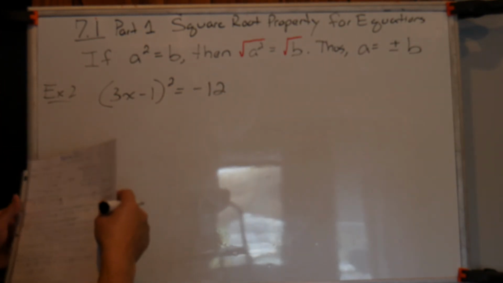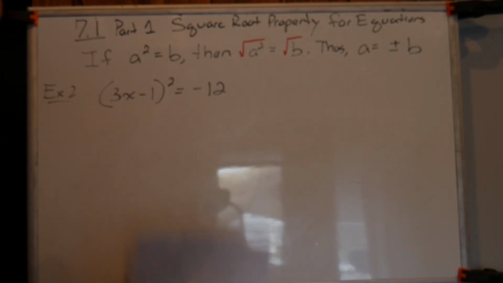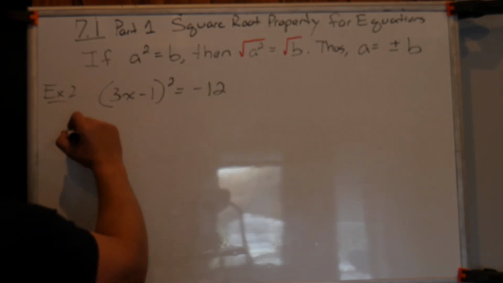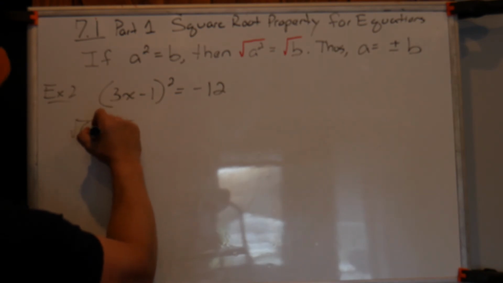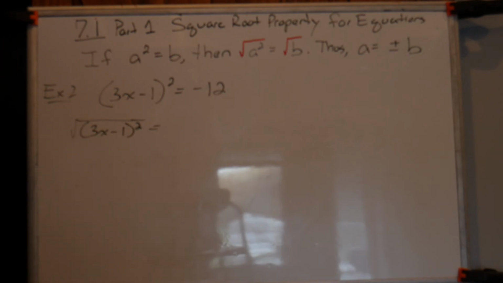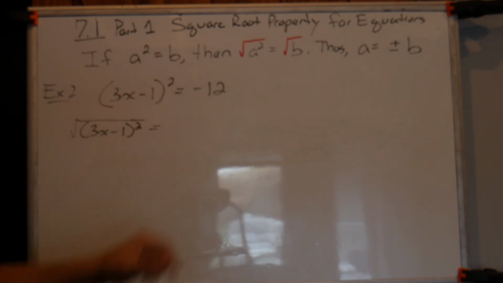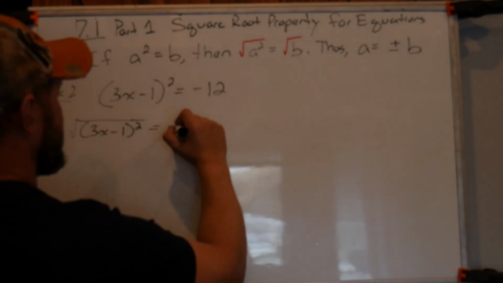So they switch it up a little bit here. Now they're giving us a negative. They're giving us something that's not a perfect square. So I'll write it all out. You don't have to write it all out when you're doing these on your own. If you understand what's going on, you can just write 3x minus 1 equals square root of negative 12. You can skip some of this.